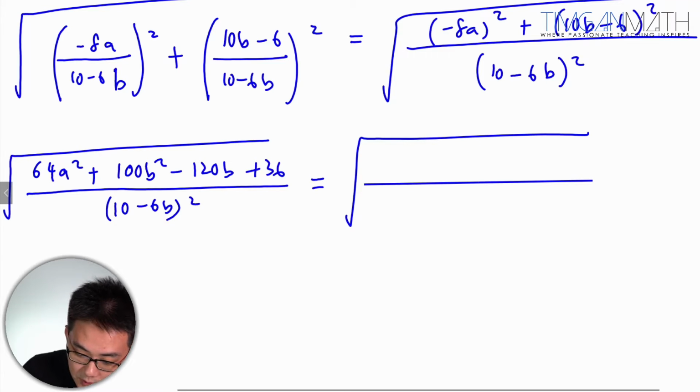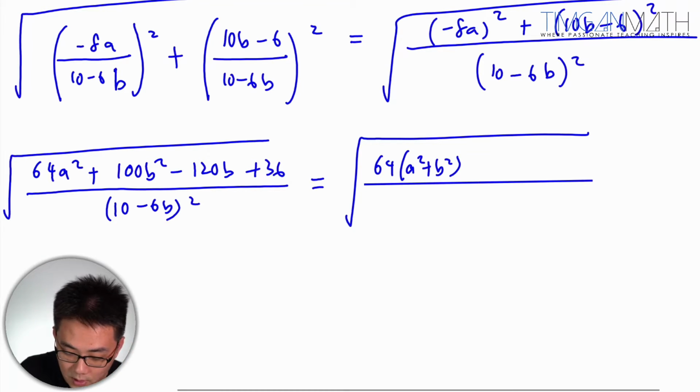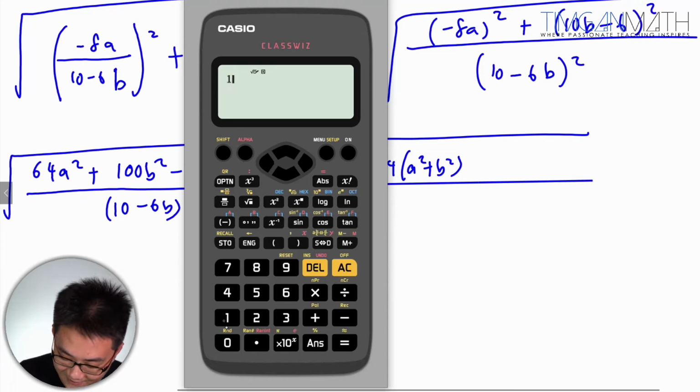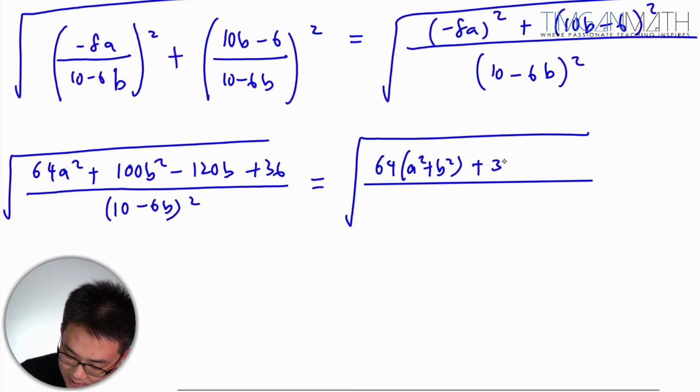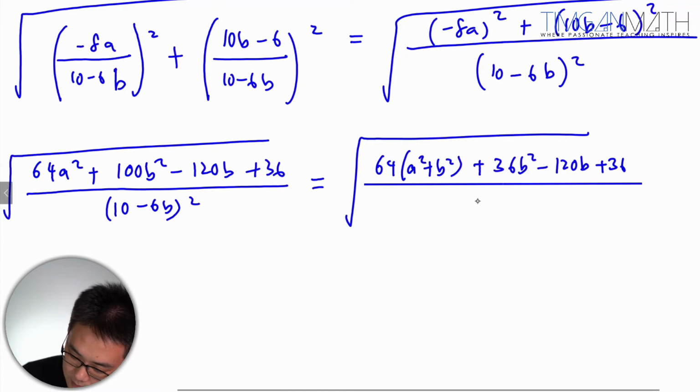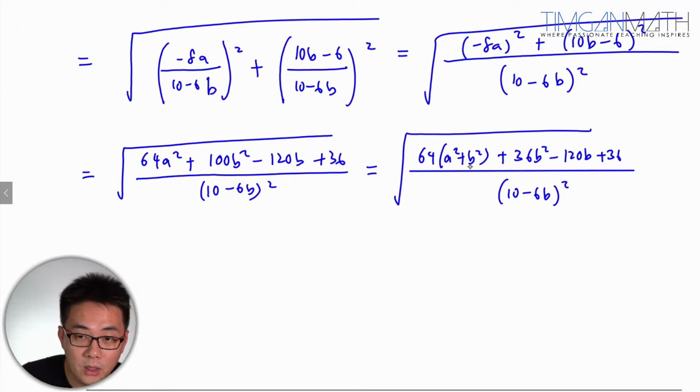Then after which I'm just going to express this as 64 times a square plus b square. So if I take 64 out, just bring a calculator, 64 is easy to calculate, 100 minus 64 will be 36. So plus 36b square minus, okay, I think we probably could factorize this, b square minus 120b plus 36, this part here. Okay, so this will be 1. So 64 plus 36 will be 100.